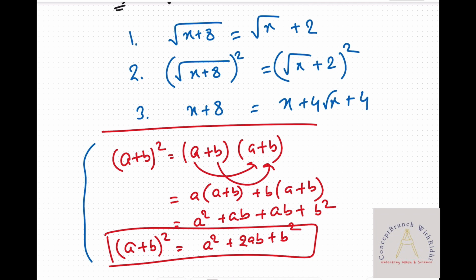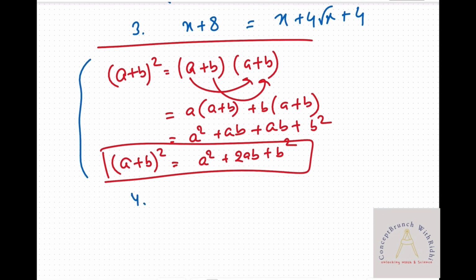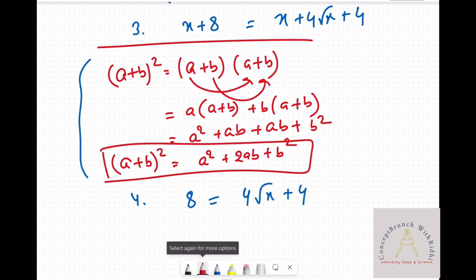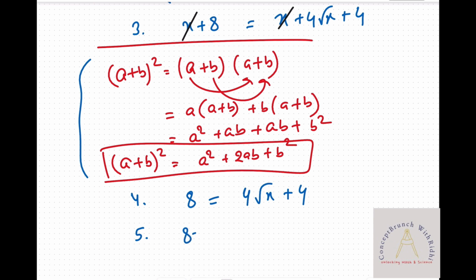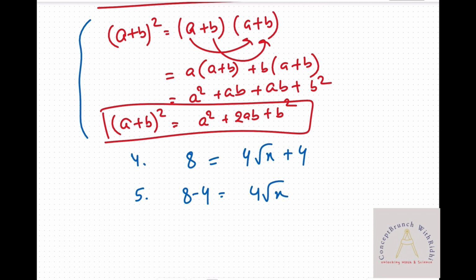Okay, let's move ahead with the fourth step. Cancel out x and simplify them. So what is the remaining? x will be 4 root x plus 4, right? Because we can cancel out the x on both sides. Now move to the next step. Over here we can minus the 4 on both sides. So 8 minus 4 is equal to 4 root x. So it will be 4 equal 4 root x, right?